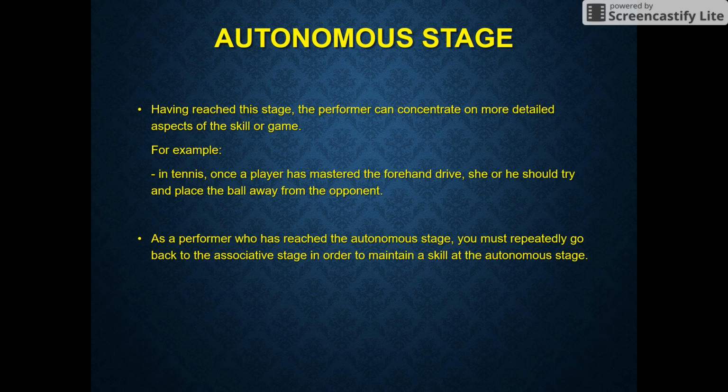Having reached the autonomous stage, the learners can actually start to concentrate on more detailed aspects of their skill or game. An example of this could be in tennis, where a player who's mastered the forehand drive should begin to start placing the ball away from the opponent. This is focusing more on ball placement rather than the forehand drive itself. As a learner who's reached the autonomous stage, it's important to repeatedly go back to the associative stage in order to maintain a skill at the autonomous stage.